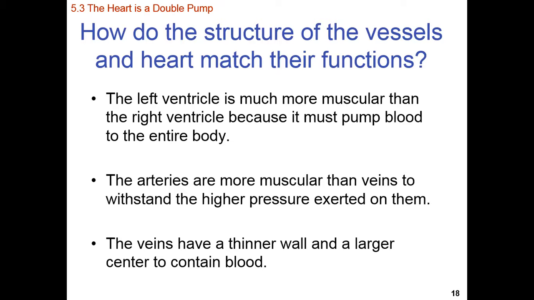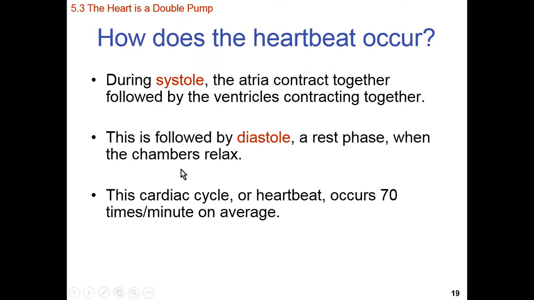The arteries are also going to be much more muscular than our veins because the arteries need to withstand the high changes in pressure that the left ventricle is exerting on them as it pumps blood out through the aorta. Our veins typically have a much thinner wall and a much larger empty space, or lumen, on the inside of them. And this causes our veins to contain a much higher volume of blood compared to the arteries.